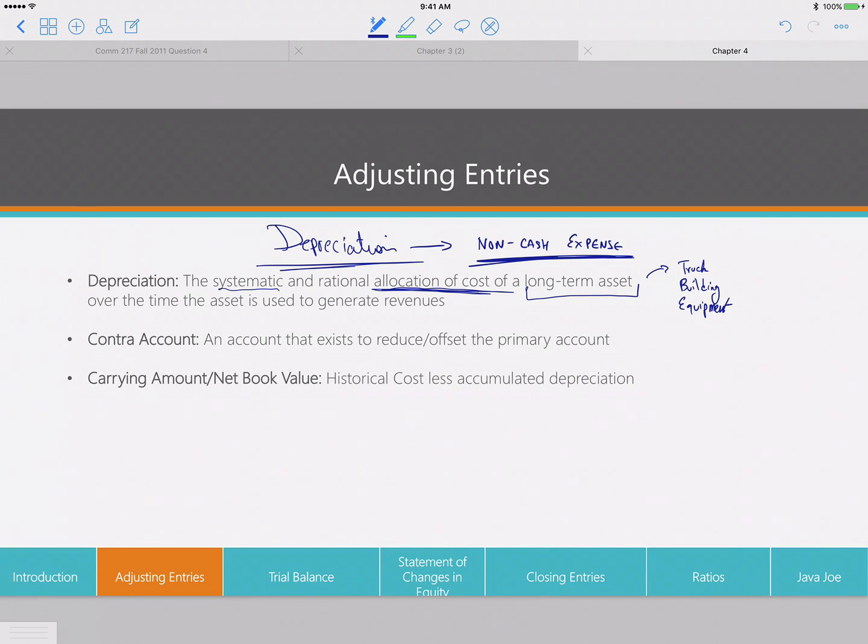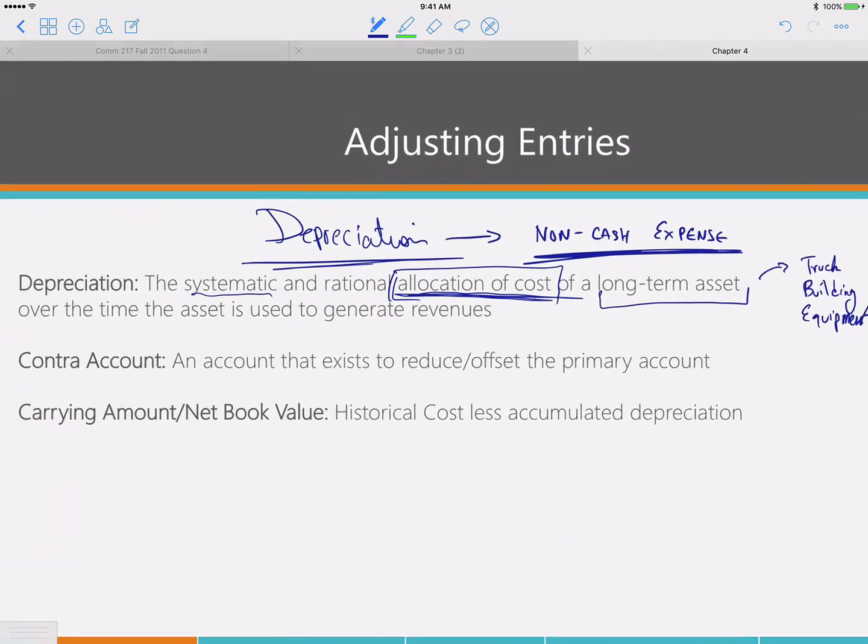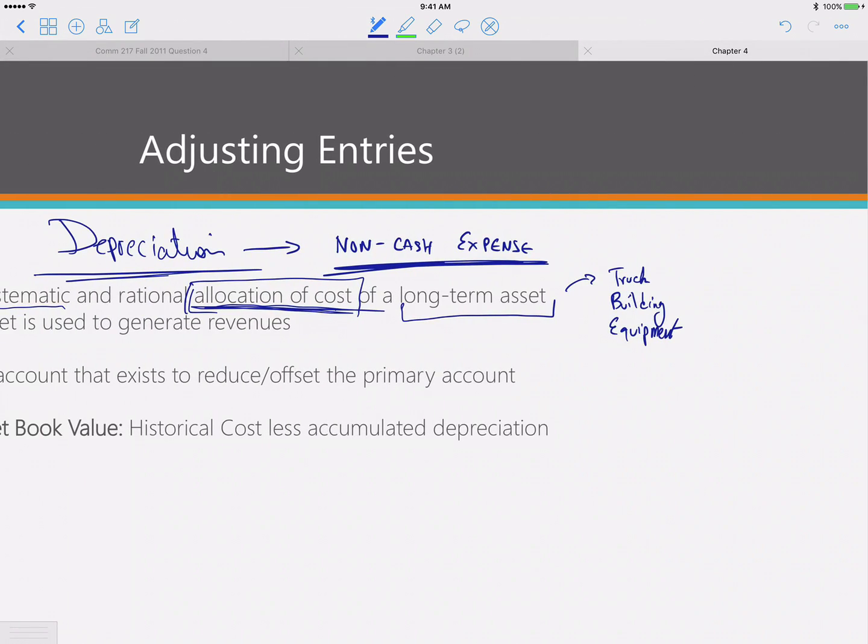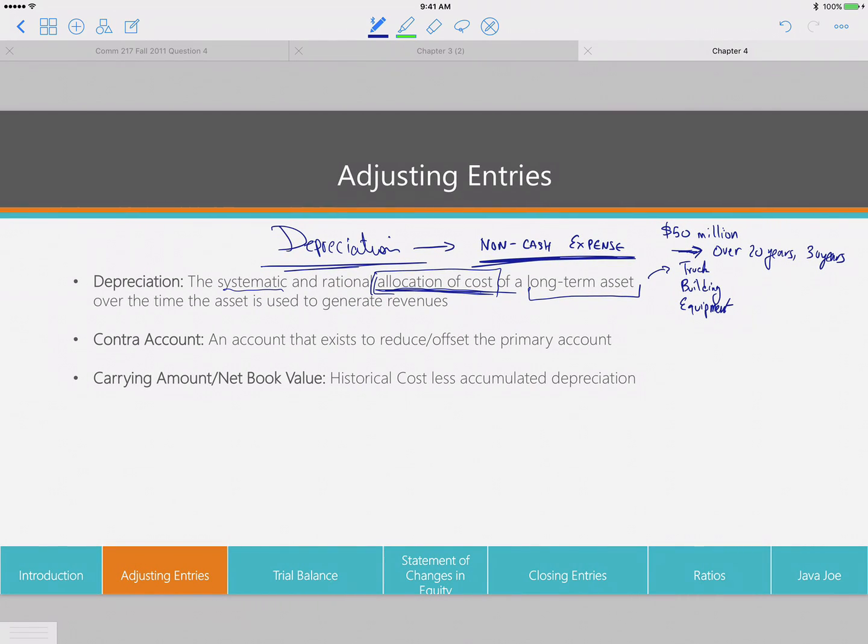So if you recall, under the matching process, we want to match the expenses to the periods when they are earned. So depreciation is the allocation of the cost over many periods. So a $50 million asset should not be expensed in one period, but maybe we're going to systematically depreciate it and allocate the cost over 20 years or 30 years. And there's an entire chapter on this, so we're not going to get too into detail, and you're going to learn about all the different depreciation methods. But the important thing to remember is that depreciation is not a cash expense.